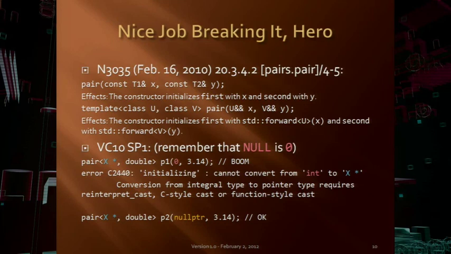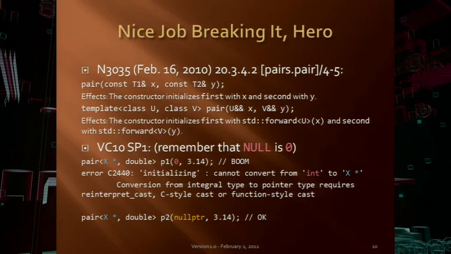I don't care about that second type. And I construct that pair from a literal 0, or the macro NULL, which expands to 0. That will fail to compile, according to N3000 or N3035, the working paper at the time, with an error message saying "cannot convert from int to X*". Why is it complaining like this?